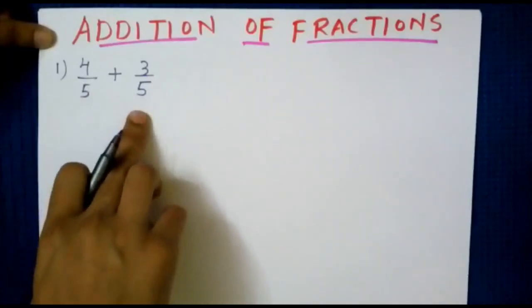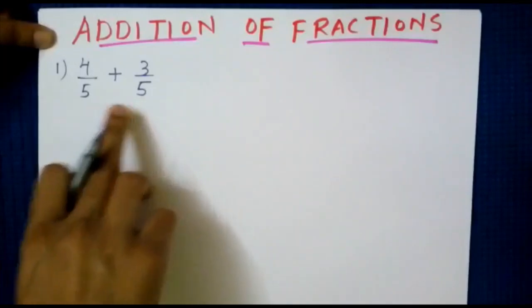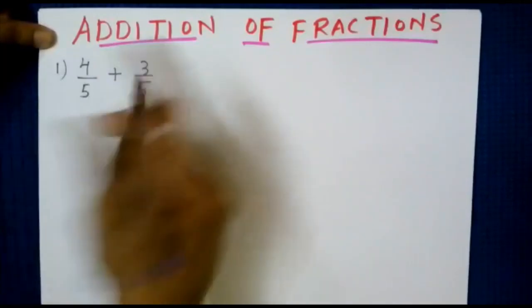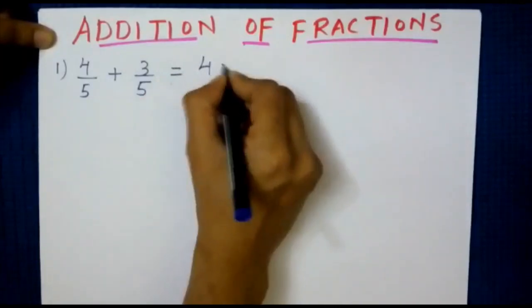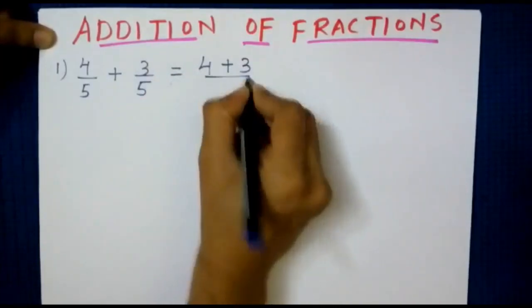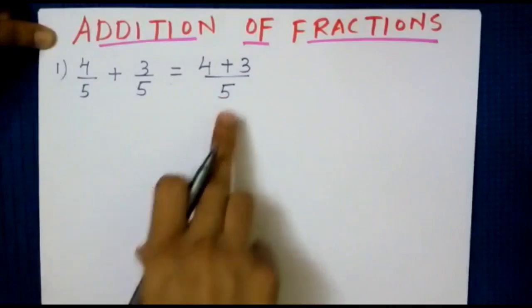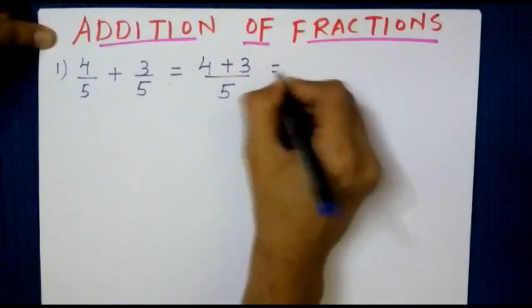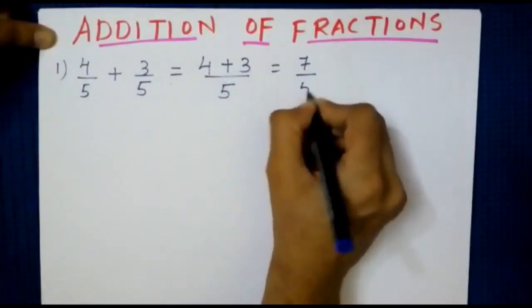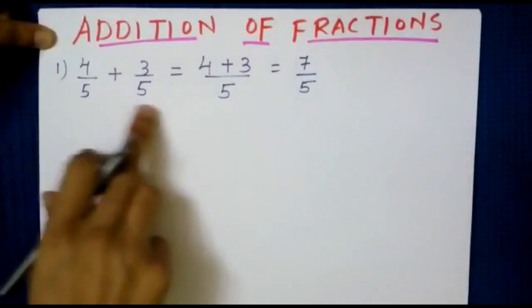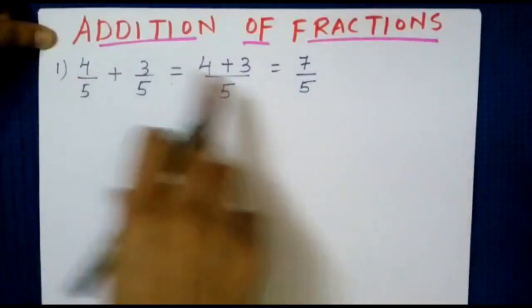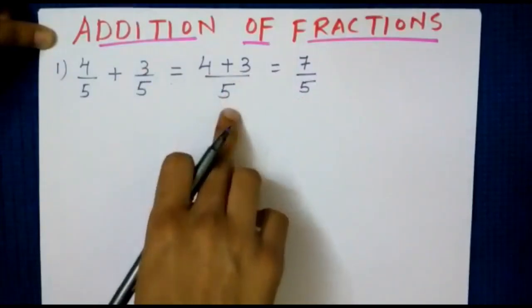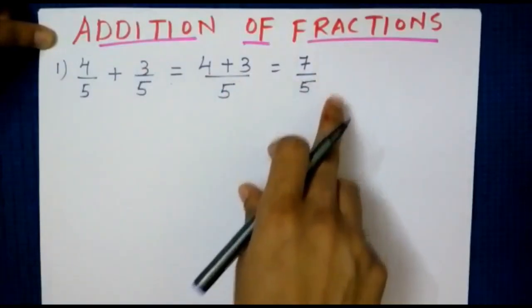Now addition of like fractions is very simple. You don't need to take out the LCM if the fractions are like fractions. You will write 4 plus 3 whole upon 5, and 4 plus 3 will be 7 upon 5. Directly you can add the numerators, 4 plus 3 whole upon 5, and that will give you 7 upon 5.